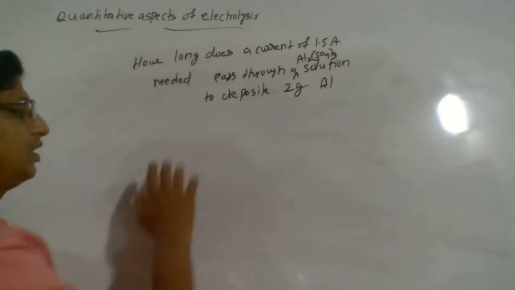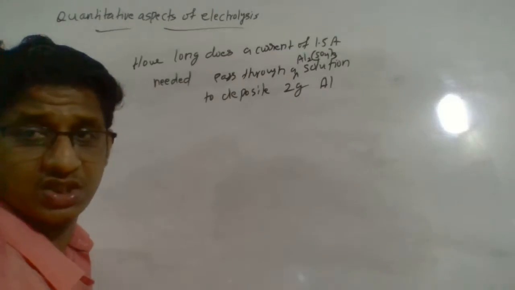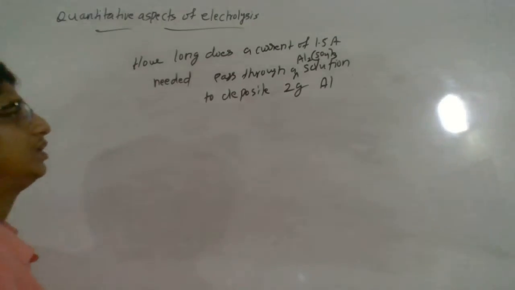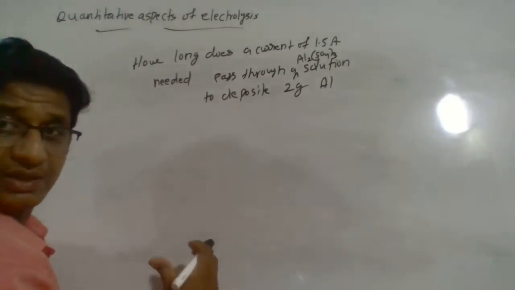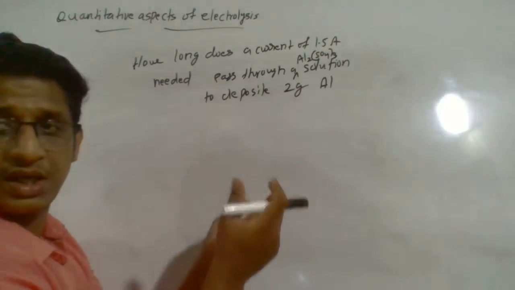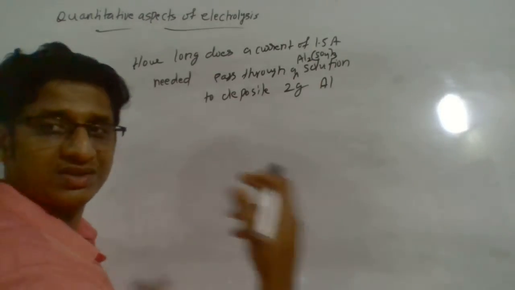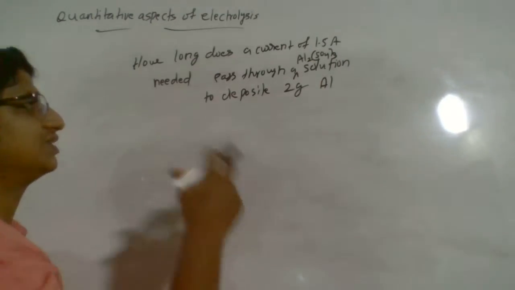So here you have to understand the electrolyte is aluminium sulfate. The cation will be Al3 plus, which gets attracted to the cathode, and the anion, in the case of sulfate, oxygen will be released. That we already discussed in the previous class.